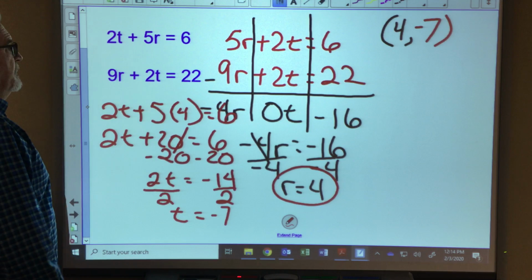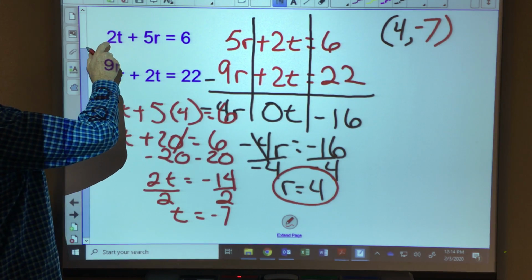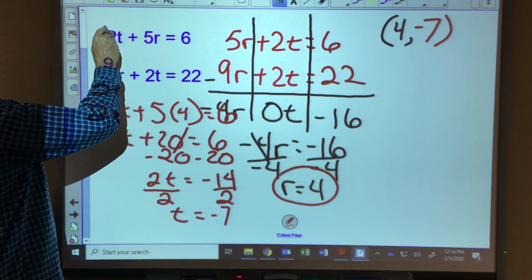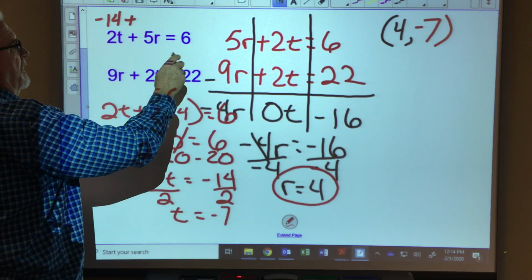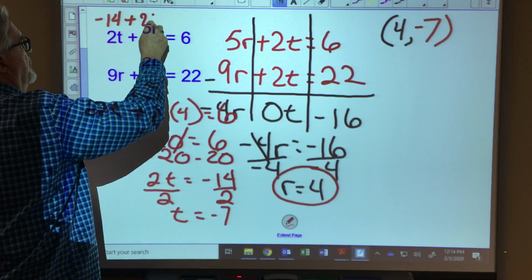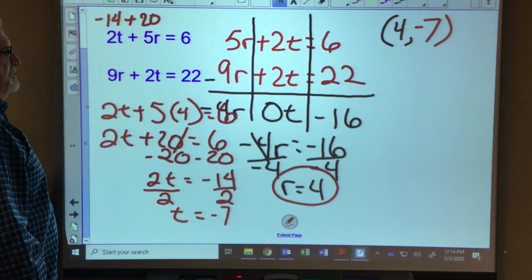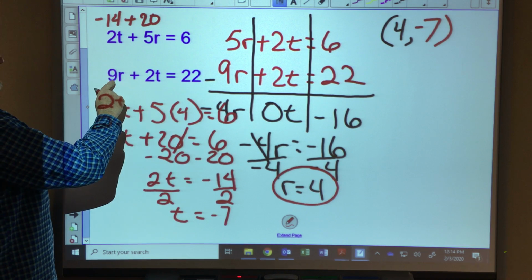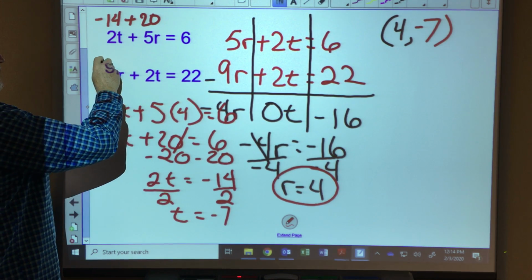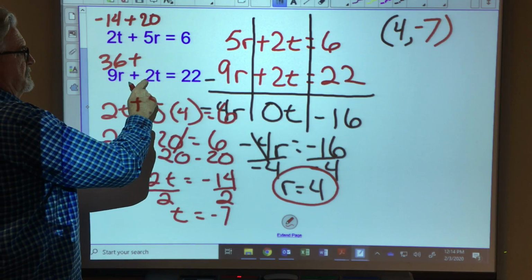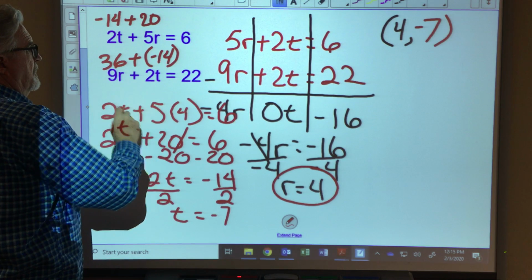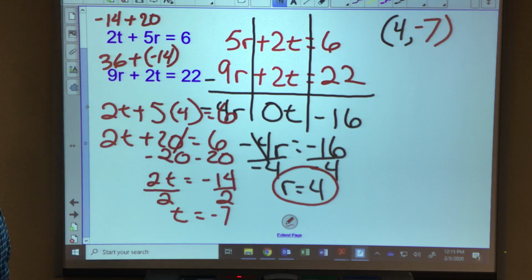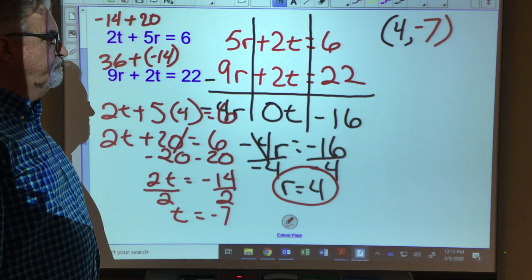If we want to do a quick check here, we plug in negative 7, and 2 times negative 7 would be negative 14, plus 5 times 4, which would be 20, and that would give us a result of positive 6. On the second one, if we plugged in 4 for r, that's 36, plus 2 times t, which is negative 7, which would be plus a negative 14, which would result in a positive 22. So our solution for this one would be the ordered pair 4, negative 7.